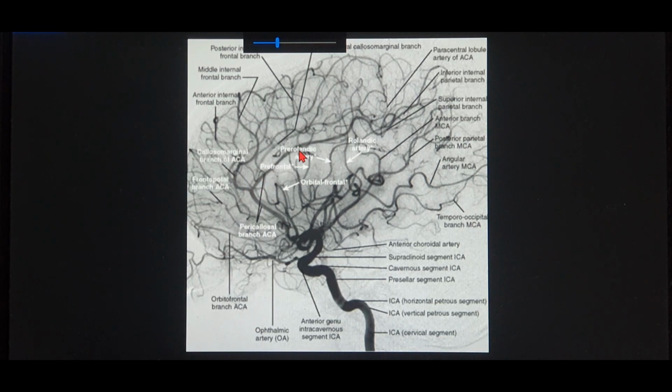This is the A3, this is the A4, and this is the A5 over here. So pericallosal, the callosomarginal, the frontopolar, and the anterior cerebral artery right there. And you can see over here, this is the middle cerebral artery, the 4 branches, M1, M2, M3, M4. And that's the anterior choroidal artery.